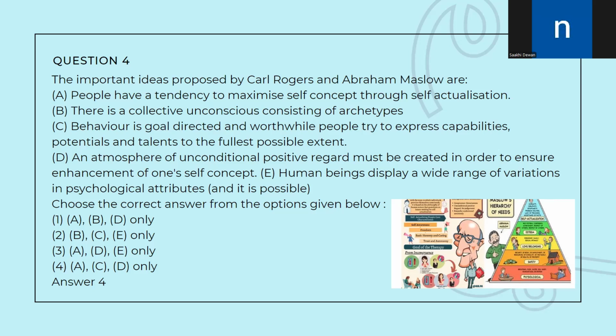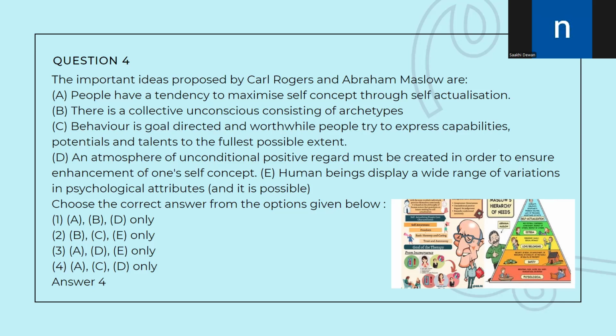The second statement that is given to us is there is a collective unconscious consisting of archetypes. So this was given to us by Carl Jung, and it was not given by Carl Rogers or Abraham Maslow under the humanistic perspective. So we cannot consider this as an idea proposed by Rogers or Maslow. Let us move to the third statement then. Behavior is goal directed and worthwhile. People try to express capabilities, potentials, and talents to the fullest possible extent. Again, this was an idea proposed by Abraham Maslow that people try to maximize their capabilities.